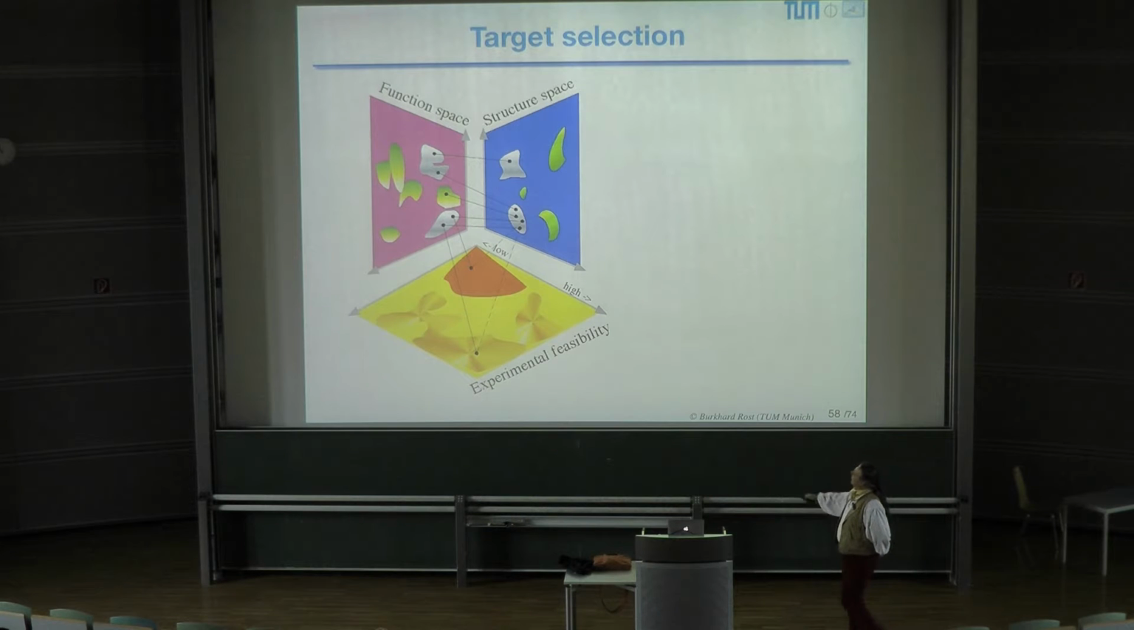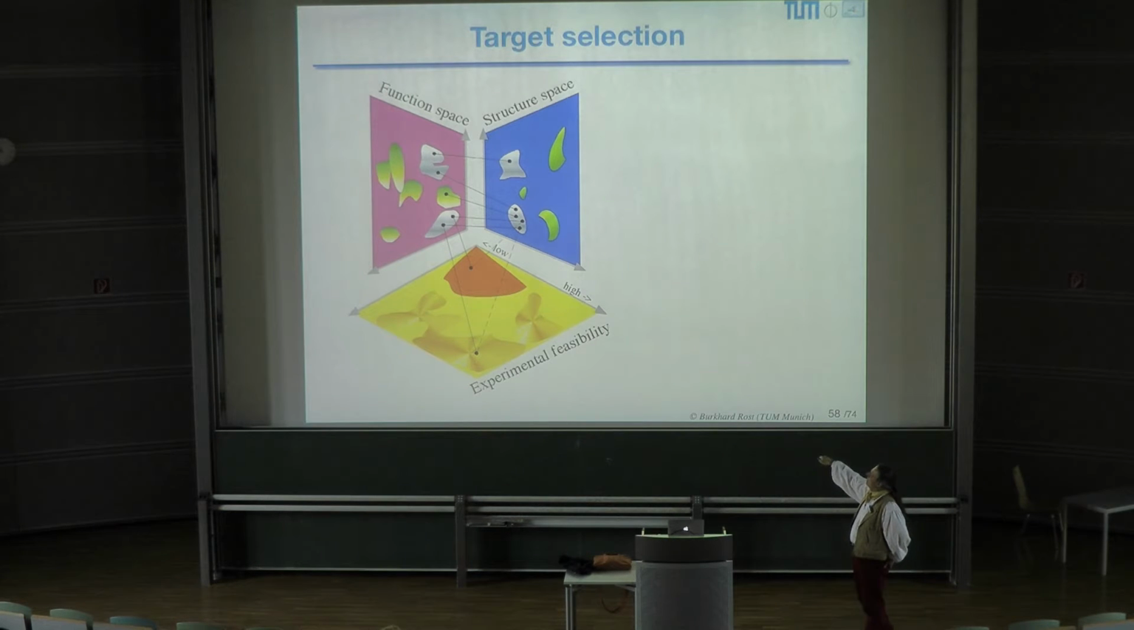Now, there is this space of structure. What I mean here is that islands are proteins that have a similar structure. There's this space of function. What I mean here is that proteins on the same island have a similar function. Sometimes proteins that have a similar structure have a similar function, but not always. So this is similar structure, very different function.